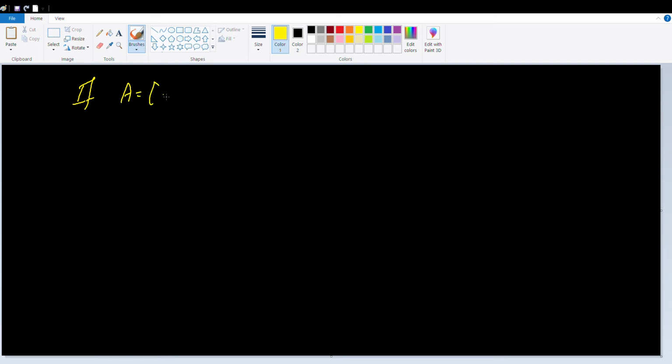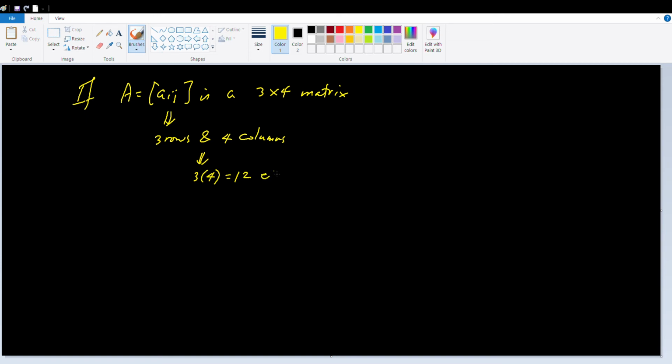If Aij is a 3 by 4 matrix, that means that A has 3 rows and 4 columns. And it also means that there are 3 times 4 elements, or 12 elements.